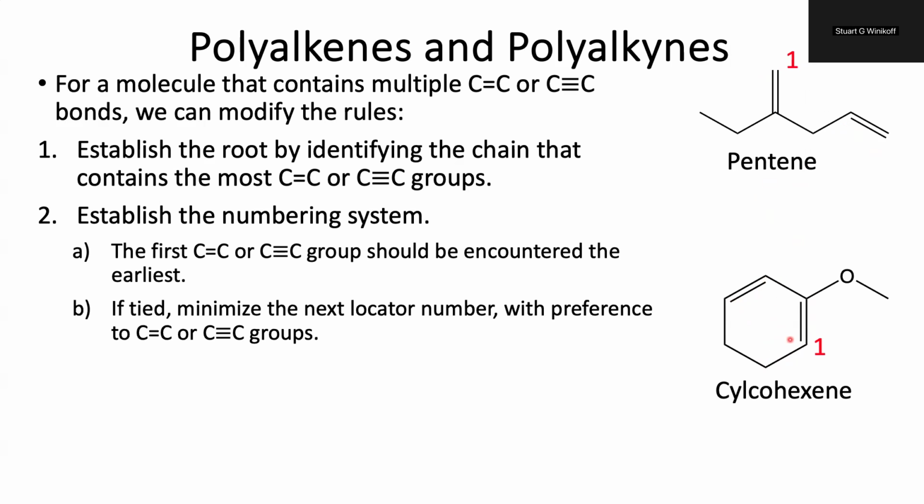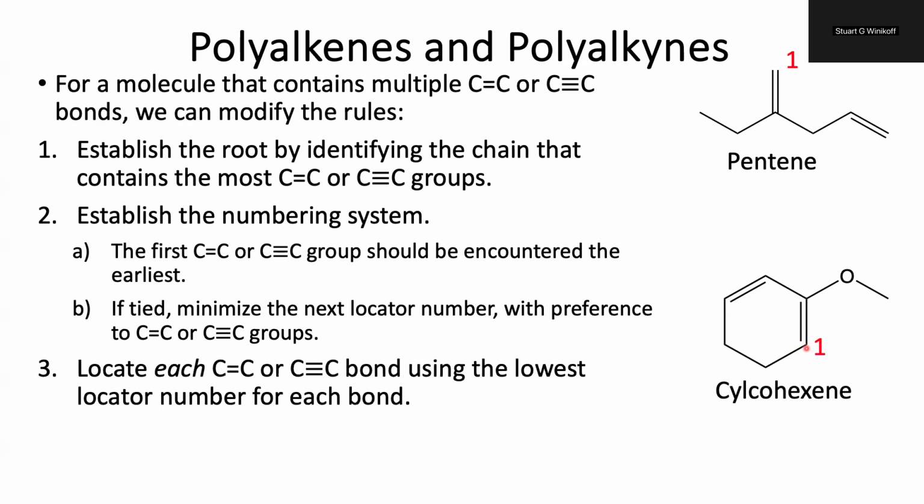If you have 2 or 3 groups, you're always going to try and minimize the number of the next double or triple bond by preference. So in this case, because we only have one set, this gives us a nice simple numbering system. So with the cyclohexene, we are going to always go clockwise around. And as a result, we'll start at this one position. Then I'm going to put a locator number for each of the double or triple bonds using the lowest locator number for each bond.